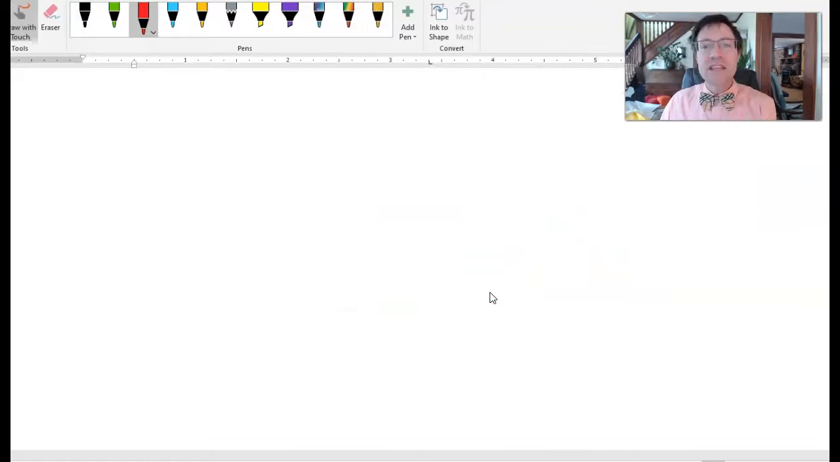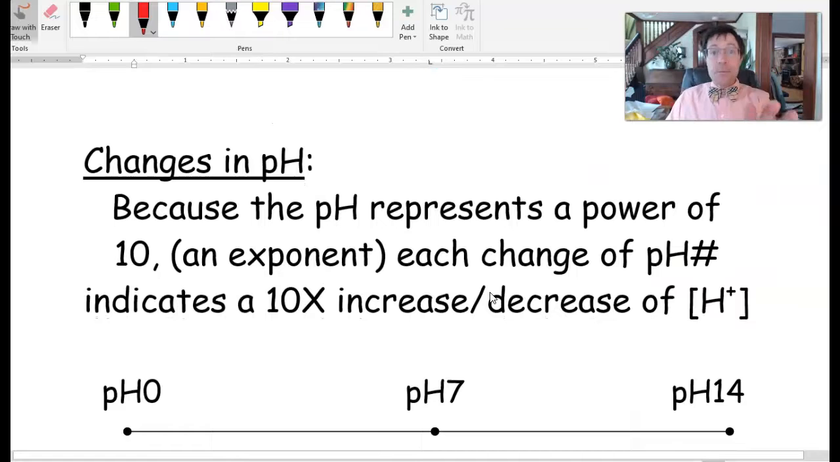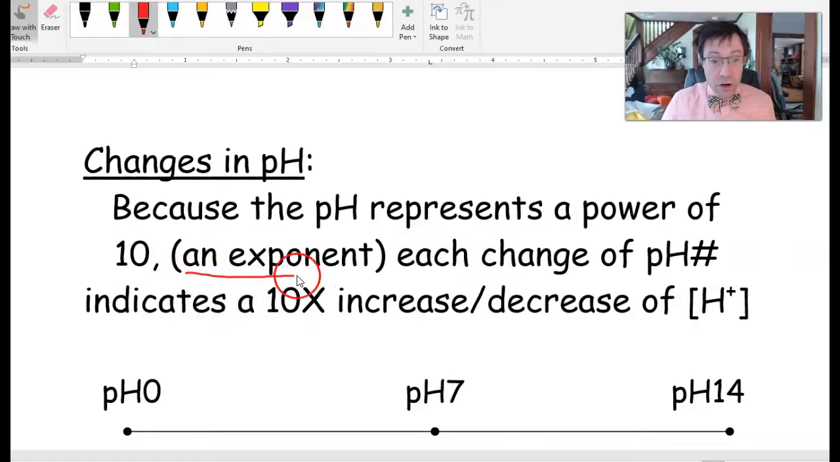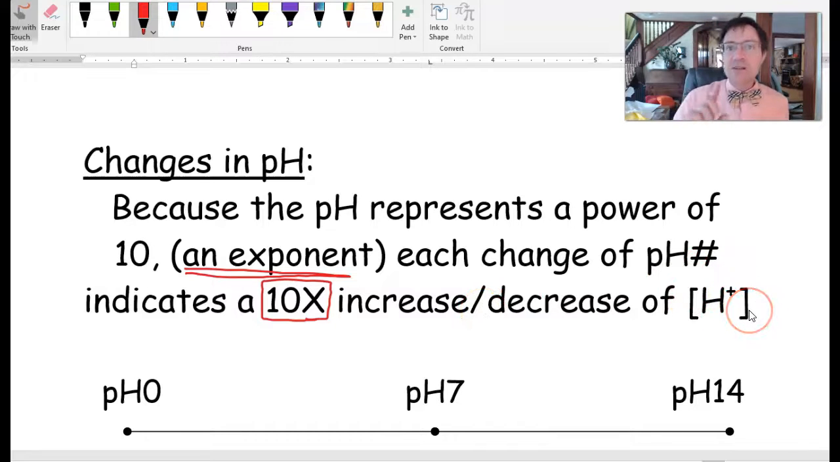That is important to understand how the pH scale works. Because changes in pH are not incremental. It's not stepwise. It's because these are exponents. It's a logarithmic change. Exponential, if you will. All right, so look, because the pH represents a power of 10, an exponent, this is so important to know. Each change in pH number indicates a 10-fold increase or decrease in the hydrogen ion concentration. So the difference between pH of 7 and 6 is not 1, it's 10 times.